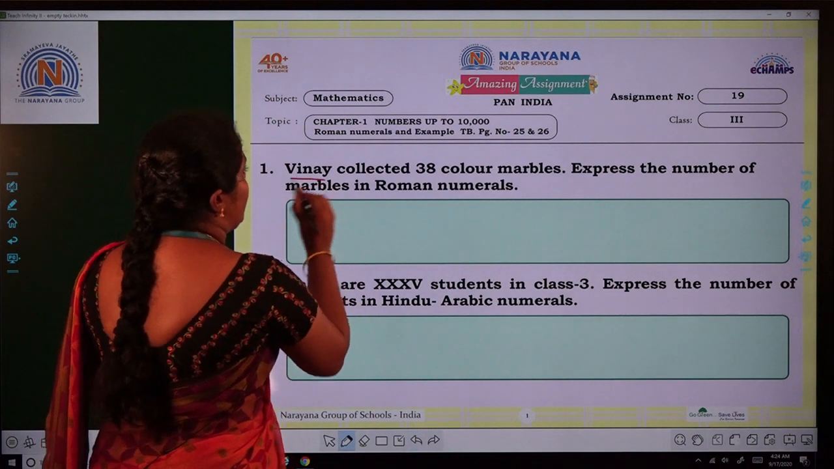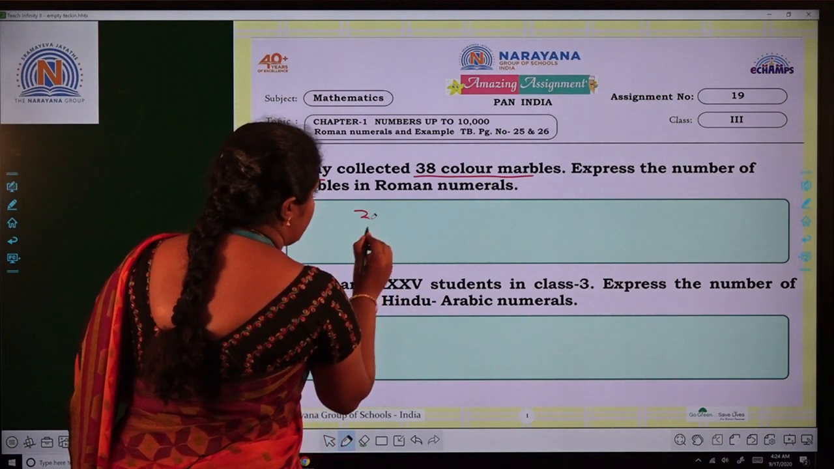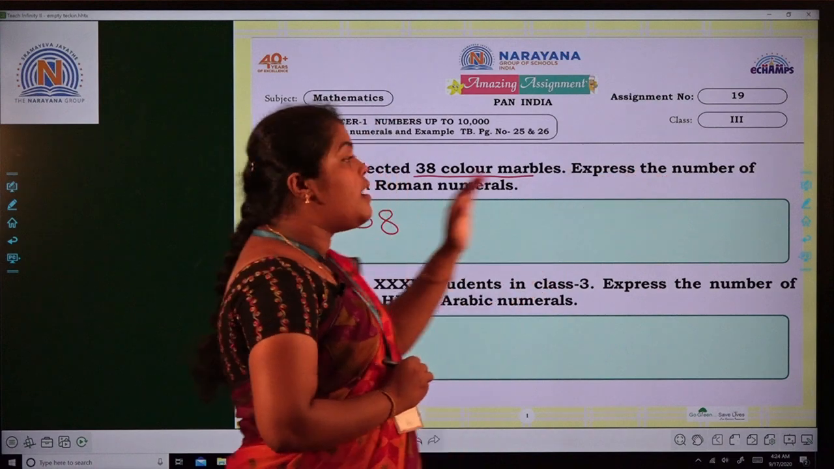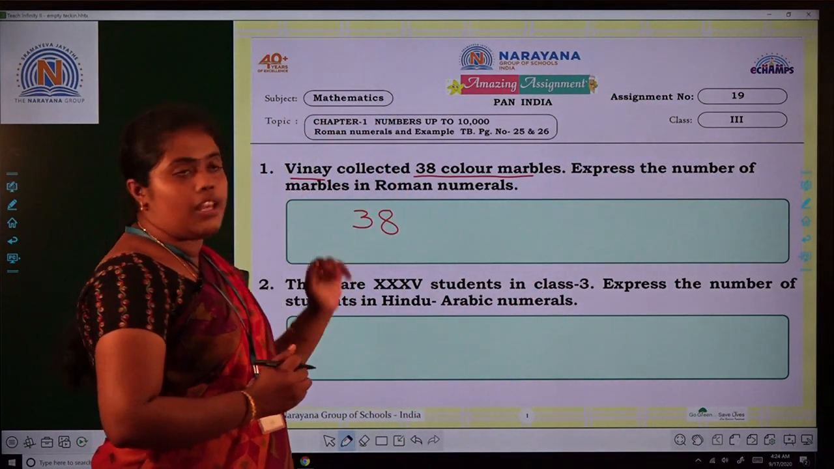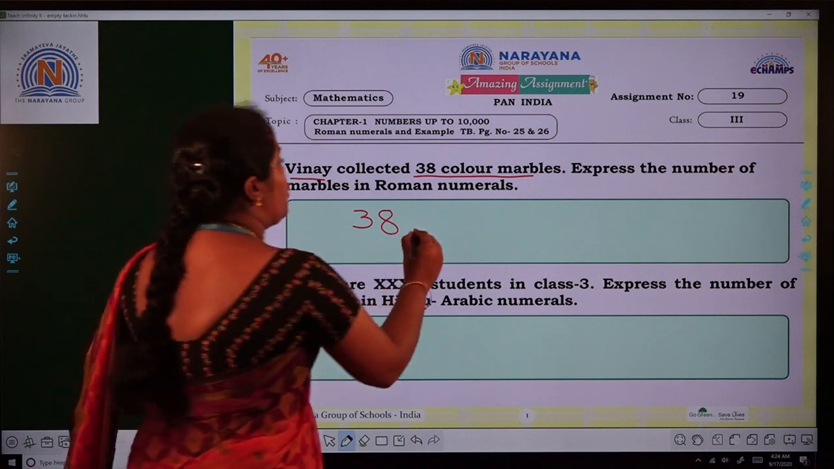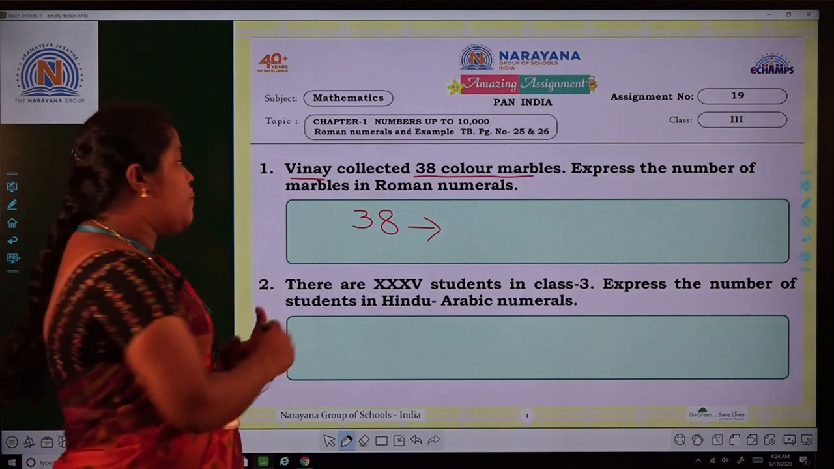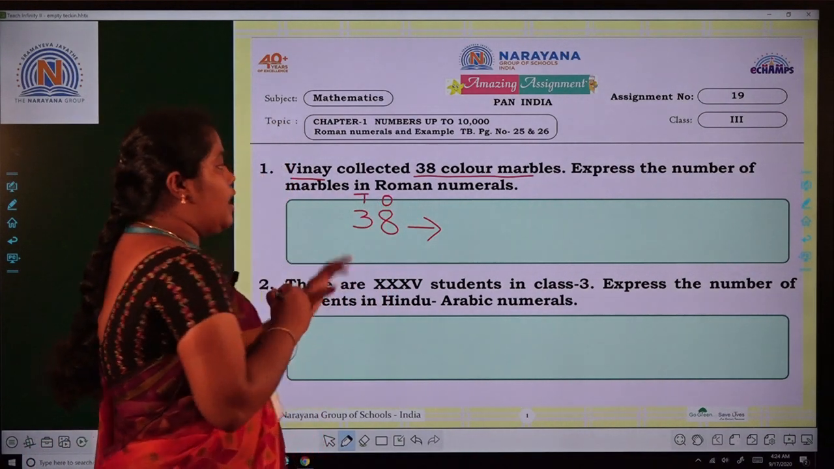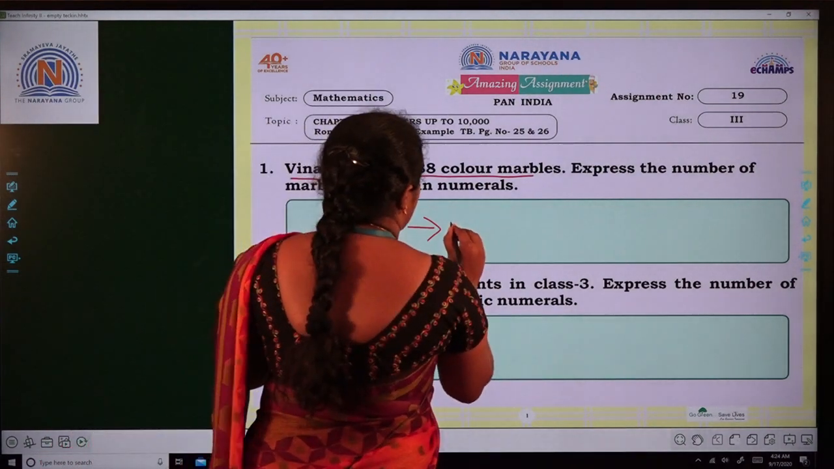So here Vinay collected 38 color marbles. How many marbles? 38 marbles he collected. Express the number of marbles in Roman numerals. It is in Hindu Arabic numerals, so we have to convert into Roman numerals. First we have to write the places of the given number: ones and tens. Now you have to expand the number according to the places.